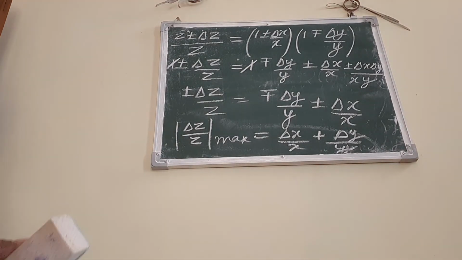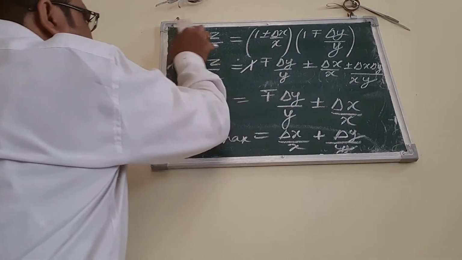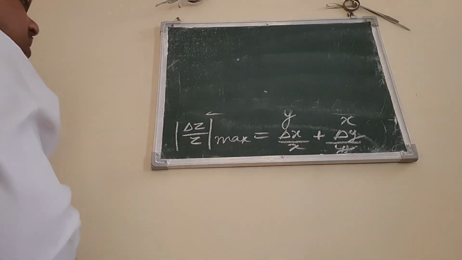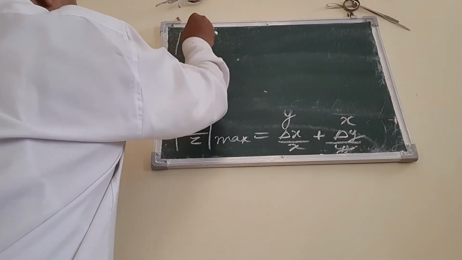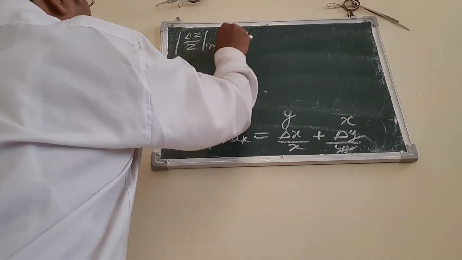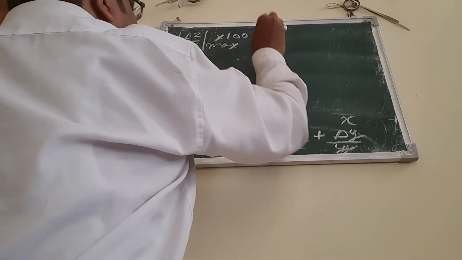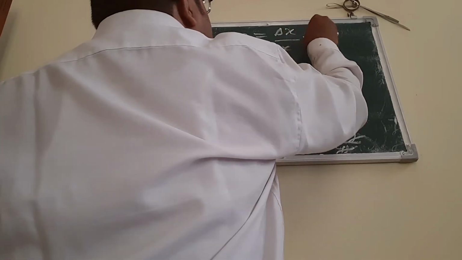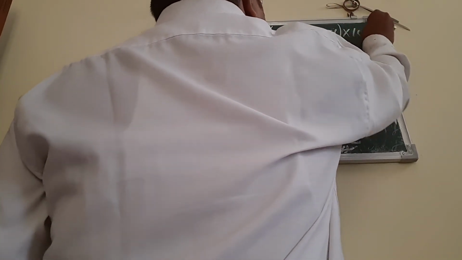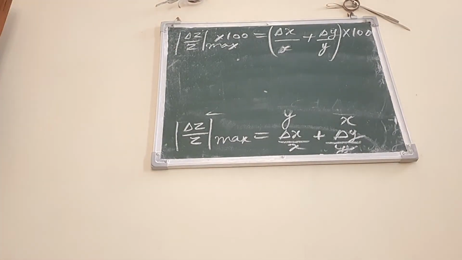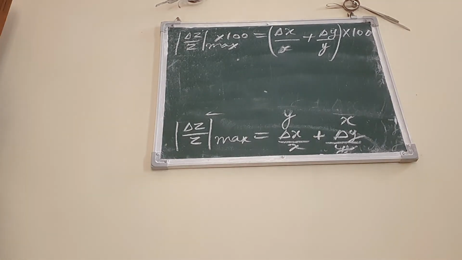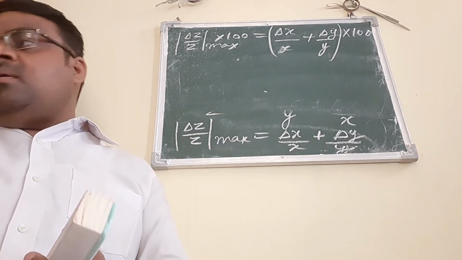Now finding the percentage error. So we have to multiply by 100. So I'm writing the top expressions to write the expression for the percentage error. So delta z upon z maximum into 100 equal to, this will become, delta x upon x plus delta y upon y whole multiplied by 100. So it will become the percentage error. This will be the expression for the percentage error. So now we have found the expressions for the product and quotient also.